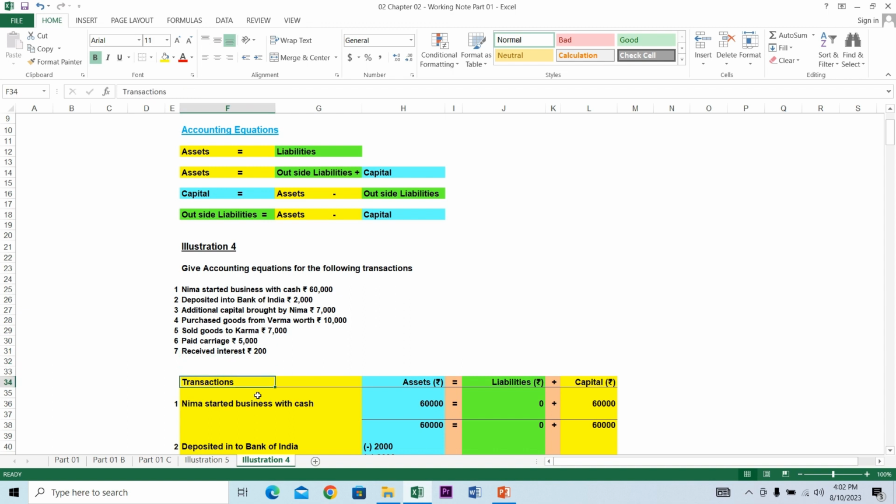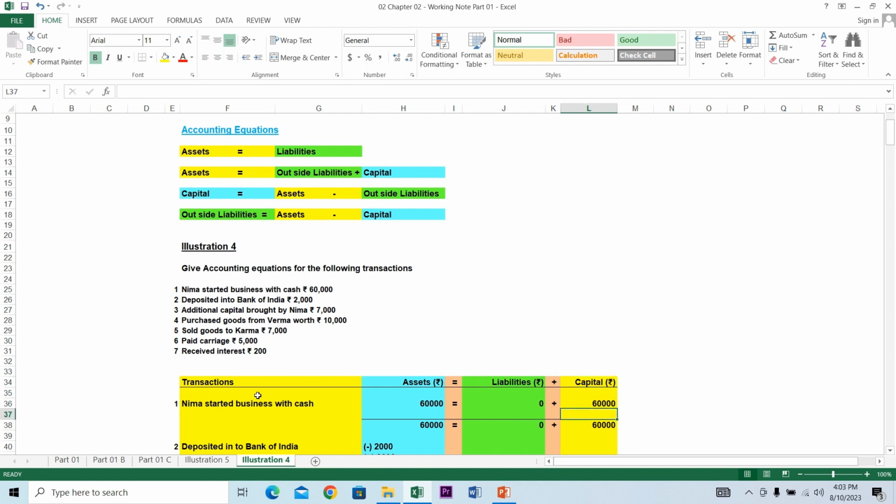Now इसको हम लोग ये जो ट्रांजैक्शंस को अकाउंटिंग इक्वेशंस के तरह से ले लेगा. ओके, तो मैं जैसे स्टार्ट करता हूँ. Nima started business with cash, 60,000 rupees cash लाया. तो that is 60,000 is assets, मीन्स जो कैश आ गया, ठीक है, तो that is an asset. Assets is equal to liabilities plus capital. This is the equation.